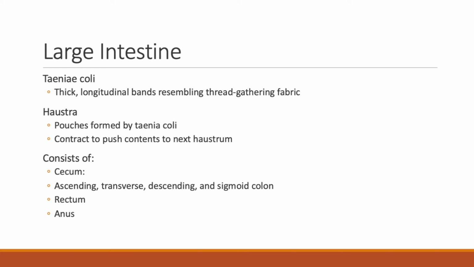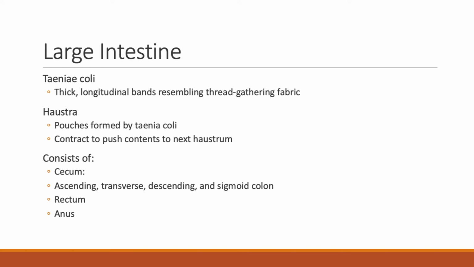Taenia coli is thick longitudinal bands resembling thread-like fabric. Then you have the haustra, which is pouches that are formed by the taenia coli. They contract to push contents to the next one, and it keeps going down, that peristalsis effect.